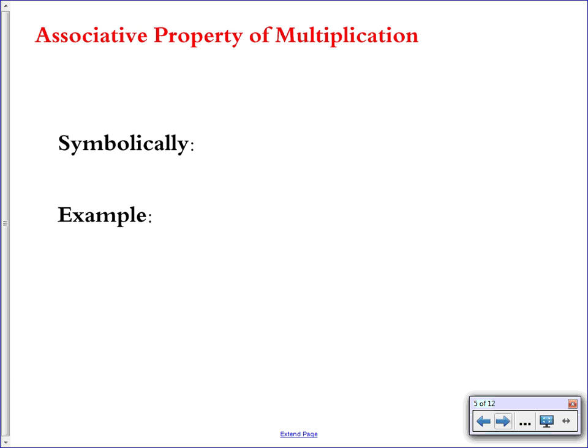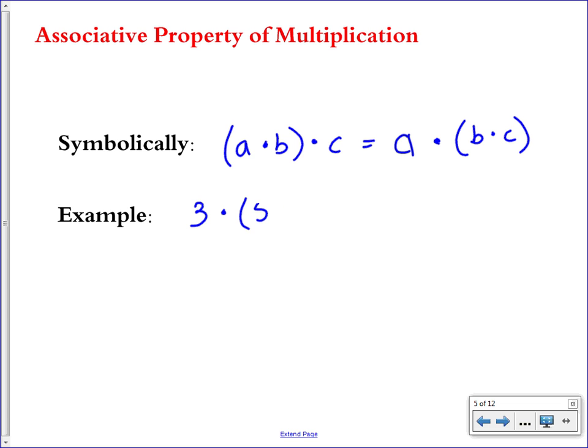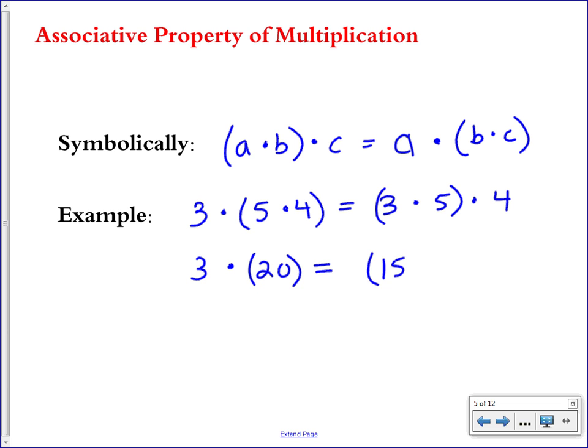Associative property also works for multiplication. So if I do a times b in the parentheses and then multiply by a third number c, I'm going to get the same thing as if I do the b times the c first, and then put the a on the outside and multiply that third. So to show this with numbers, 3 times 5 times 4, is that the same as 3 times 5 times 4? Show if it works. On the left, we have 3 times the quantity 5 times 4, which is 20. On the right, we have quantity 3 times 5, which is 15, times 4. And sure enough, 60 equals 60. So the associative property of multiplication is true.